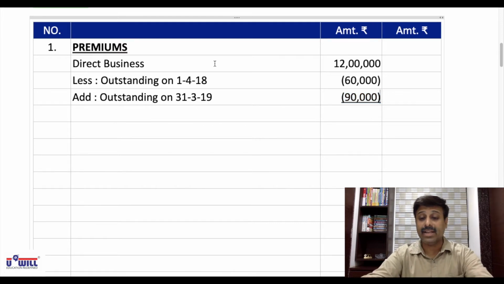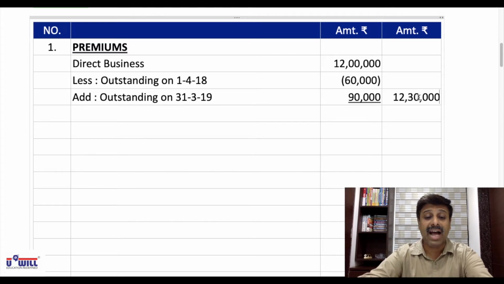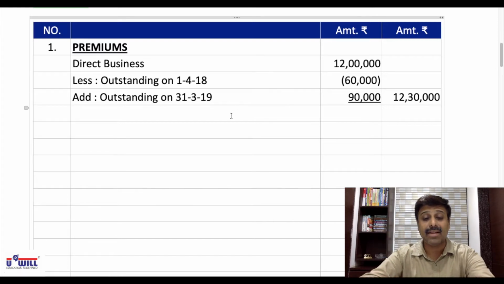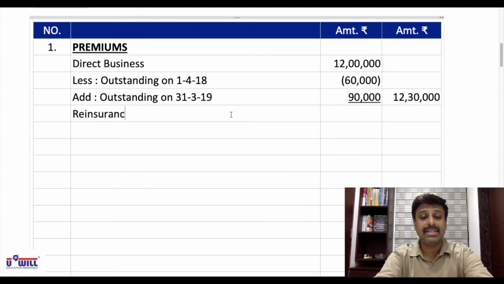So in outer column we'll get 12 lakh. We have to plus, so sorry, don't write it in bracket. So 12 lakhs minus 60,000 plus 90,000 will be 12 lakh 30,000. In short, after considering the outstandings, what is the actual premium income on direct business for the insurance company? 12 lakh 30,000.